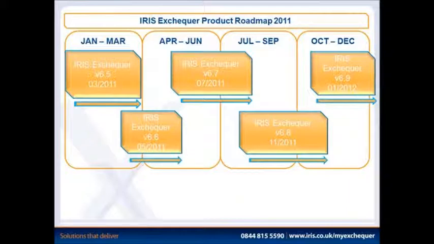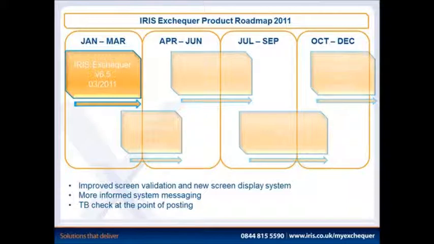So we'll start back at the beginning of the year in March with Iris Exchequer version 6.5, and what we did in that edition was focused on what I call customer experience, the user experience of the product. And one of the big things we did there was to improve the way that we store and display our screens. I'm sure we all know that inside the Exchequer product we can change the way our screens look by having different columns, moving those around, perhaps increasing the font size, changing the background colour. And it is fair to say that after a prolonged period of heavy customization, sometimes those screens were prone to not displaying as you would expect.